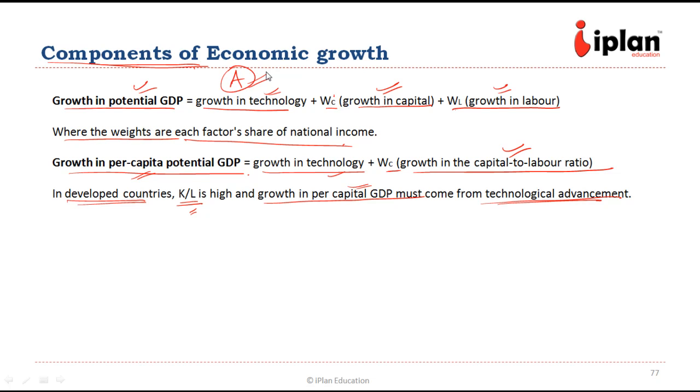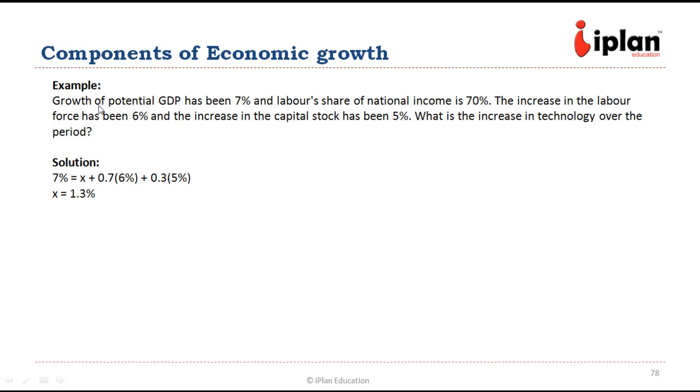Let us take a numerical example to understand it better. Say growth of potential GDP has been noticed to be 7%. The labor share of national income is 70%. So for capital, the share becomes 30%. The increase in the labor force has been 6% and increase in the capital stock has been 5%. So we are asked what is the increase in technology over the period.